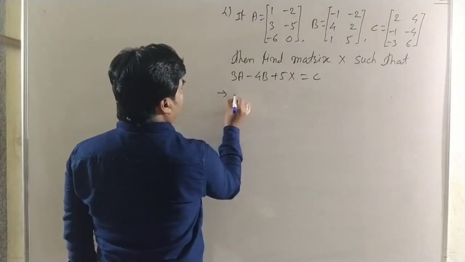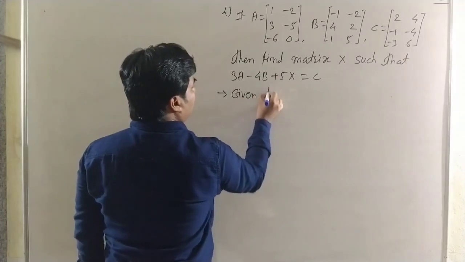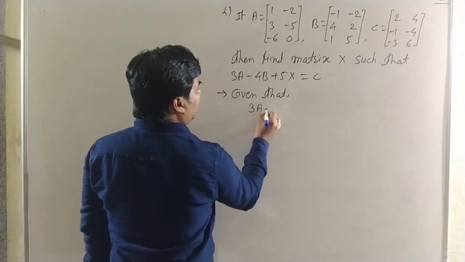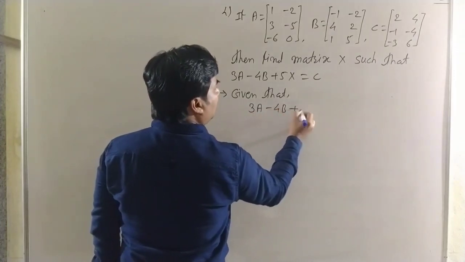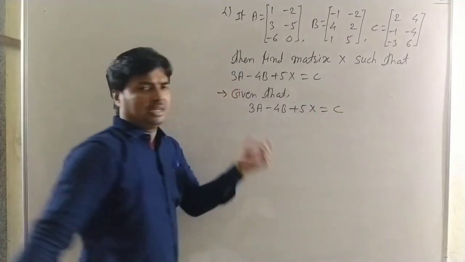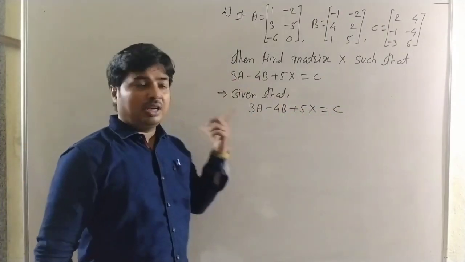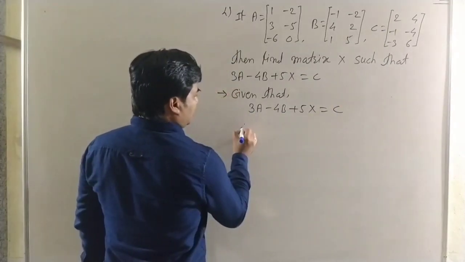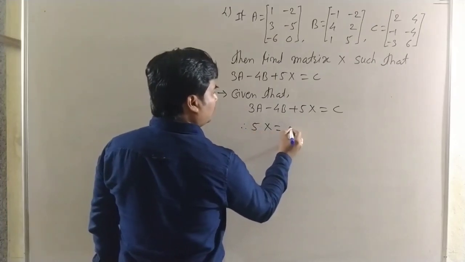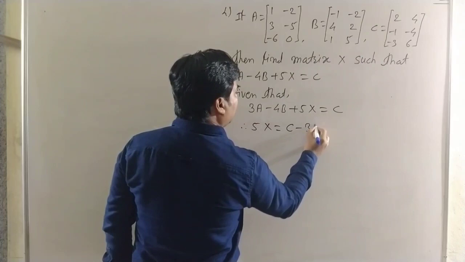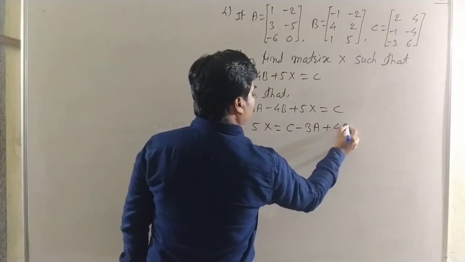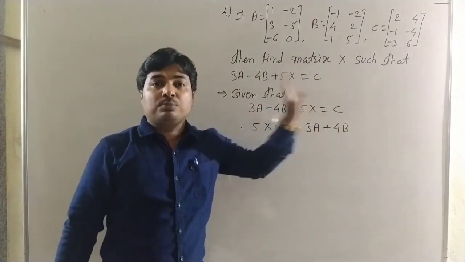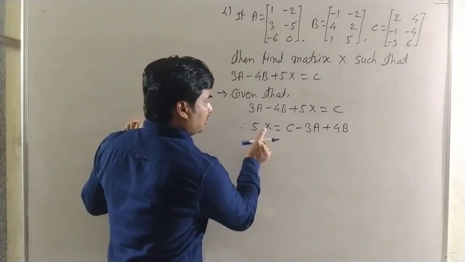Here the given relation is 3A minus 4B plus 5X is equal to C. We want to find the matrix X. Therefore we can take 3A and 4B to the right-hand side. We can write 5X is equal to C minus 3A plus 4B. 3A becomes minus and minus 4B becomes plus 4B. And here we want to find only the matrix X.